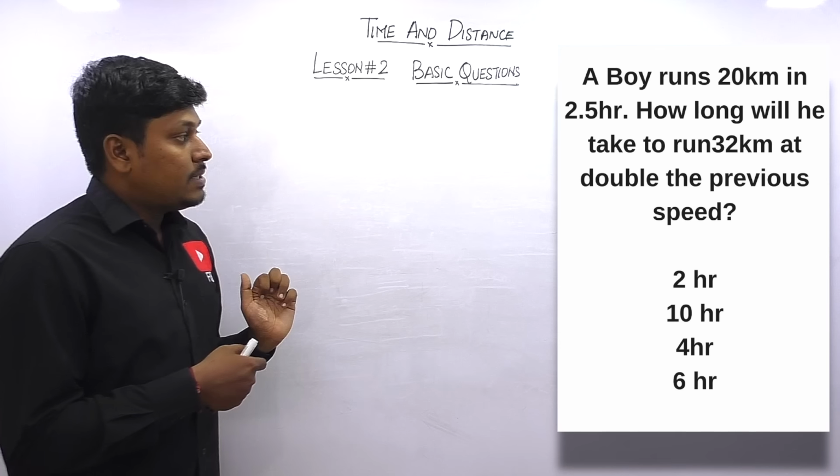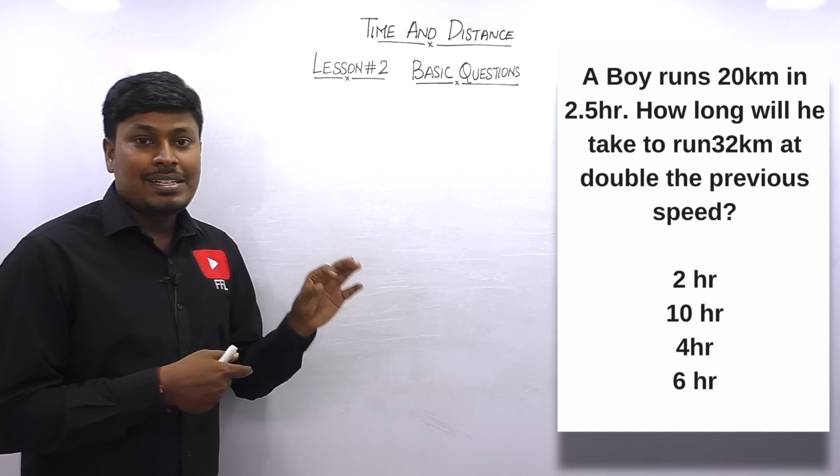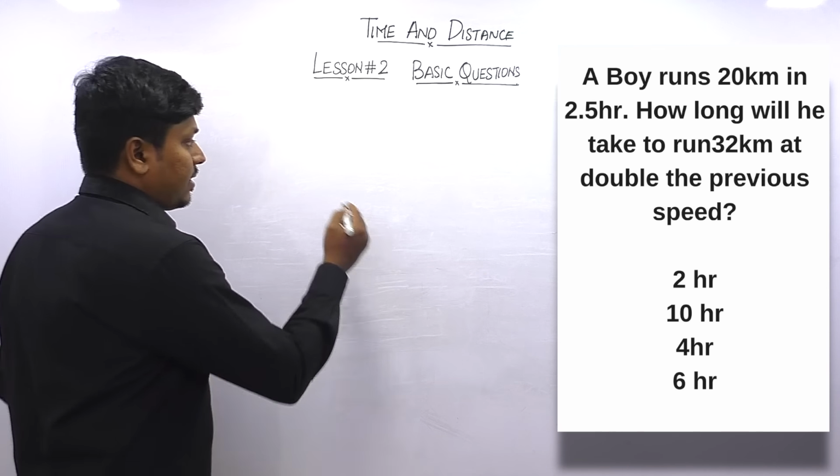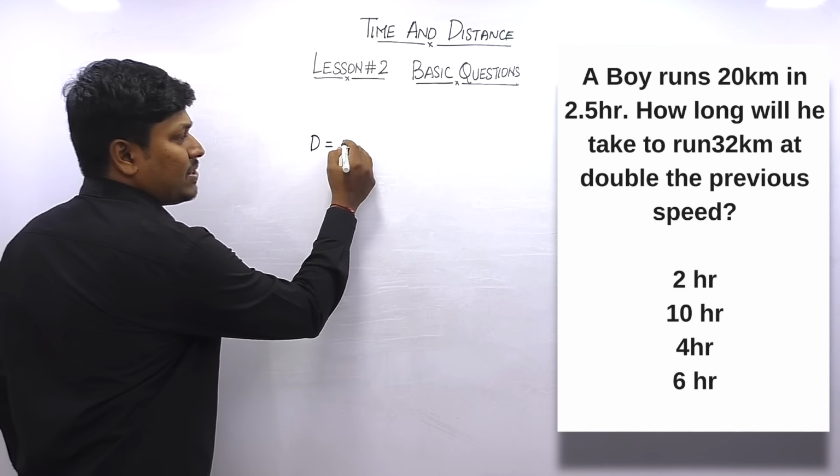Got it? So from the first data, let us find the speed, right? At what speed the boy is running. So they have given distance is equal to how many kilometers?